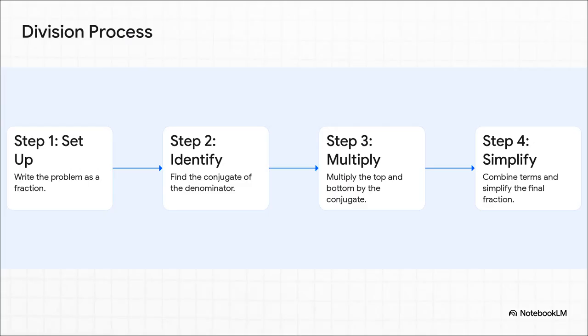So this gives us a crystal clear 4-step plan. First, set up your fraction. Second, figure out the conjugate of the bottom number. Third, and this is key, you multiply both the top and the bottom by that conjugate. And finally, you just simplify the whole thing down.